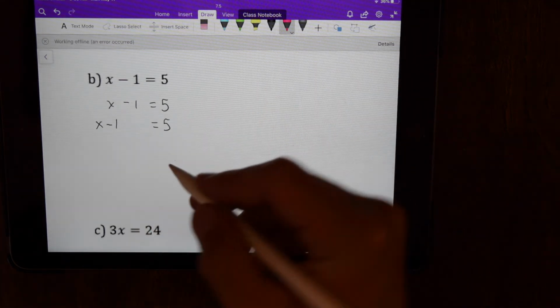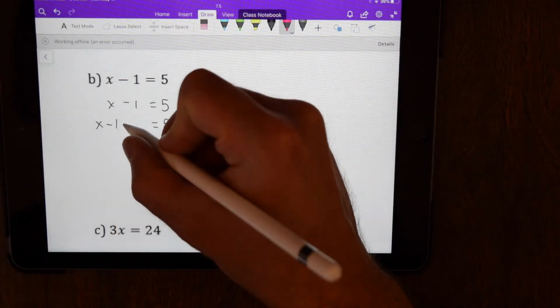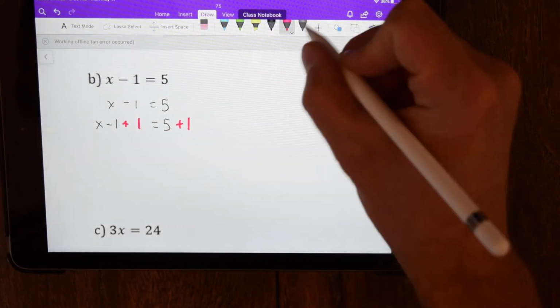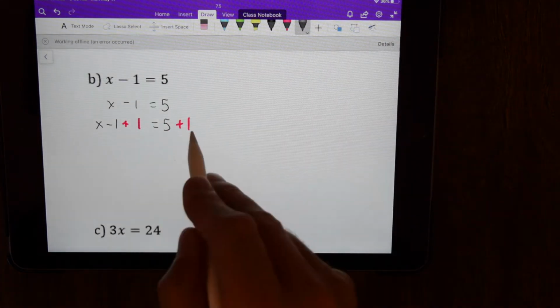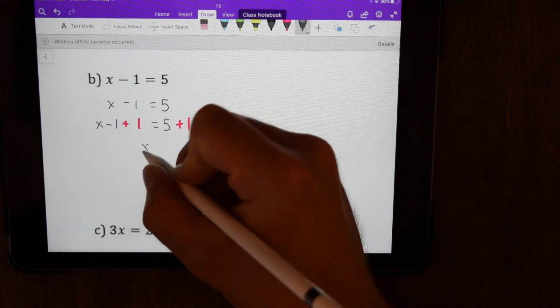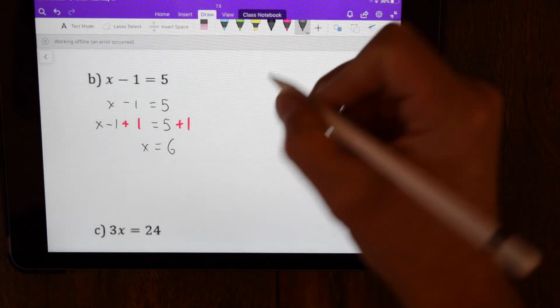And what do I have to do to both sides? Well, I've got to do the opposite of subtracting 1, which is adding 1. And I do that to both sides. I make sure that it's there on both sides. I can see it clearly in the pink color. And I simplify: x equals 6.